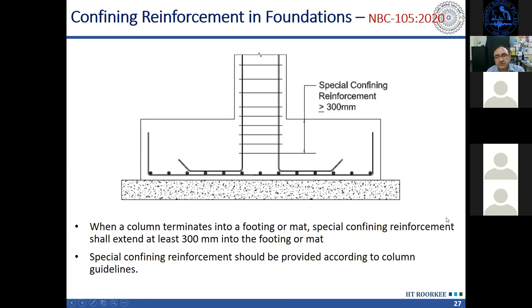Then similar to the beam column joints, the joint of the columns with foundation will also be subjected to large moment and hinging will occur.